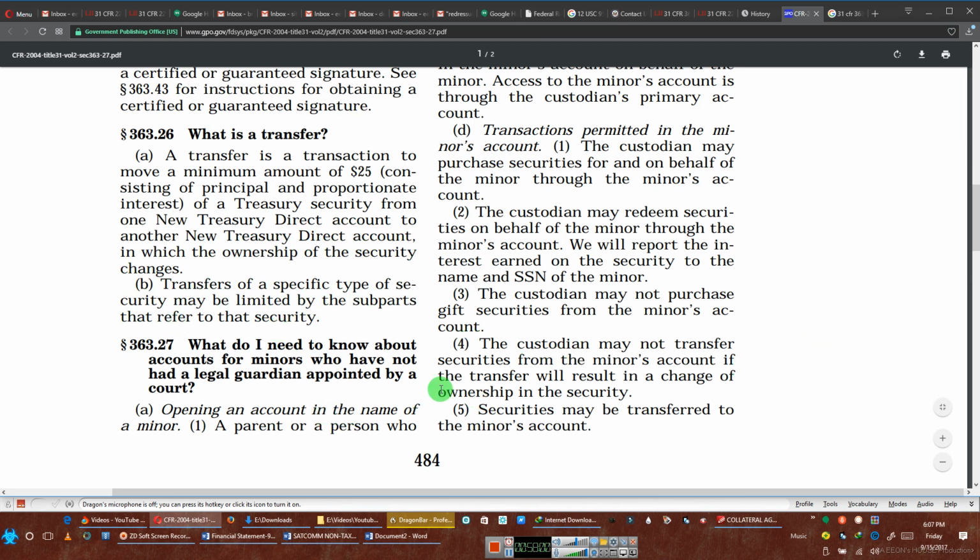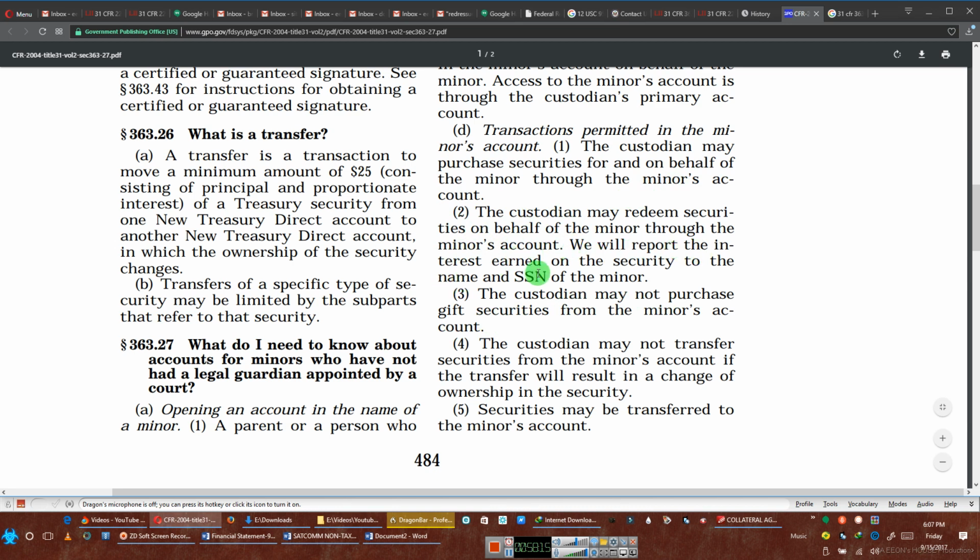Now, we talked about opening an account. We don't worry about that. It says the custodian may transfer securities from the minor account if the transfer will result in a change of ownership in a security. The custodian may not purchase gift securities in a minor account. The custodian may redeem securities on behalf of the minor through the minor's account.